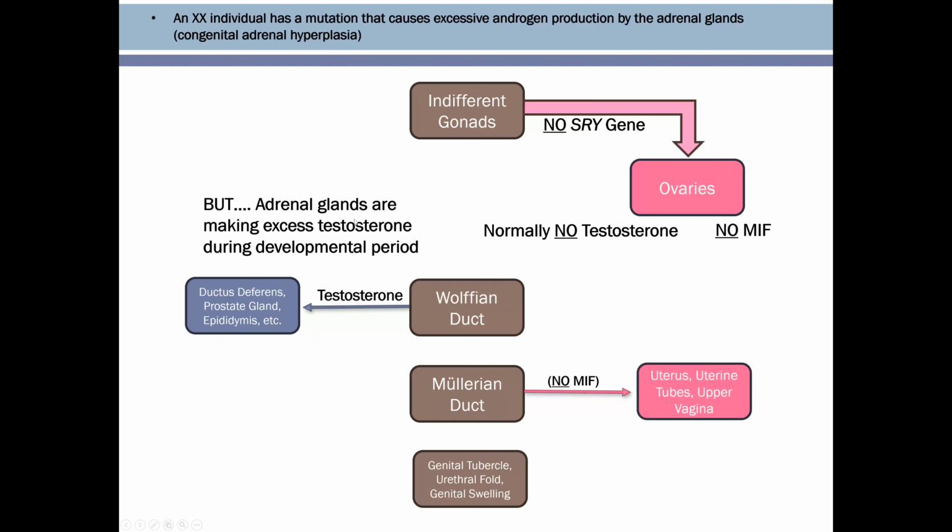However, I do have testosterone, so my external genital structures will develop into the penis, the spongy urethra, and the scrotum. So I would have an XX individual with ovaries and a uterus who also has a penis, a scrotum, a ductus deferens, a prostate gland, and an epididymis. Now the scrotum would be empty because there are no testes, but the skin would still be there.